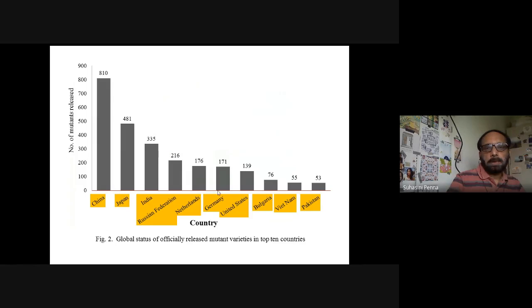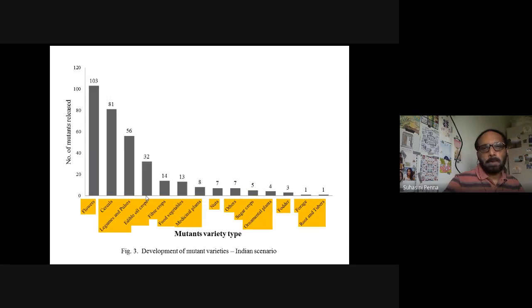If you see by country-wise, China is the first, Japan the second, India stands third. We have around 335, maybe a few have increased in the past couple of years. So this is the number of mutant varieties which are released country-wise. And here you can see, as I told you in the previous slides, in the Indian scenario, ornamental flowers particularly occupy the major share, followed by other crops.